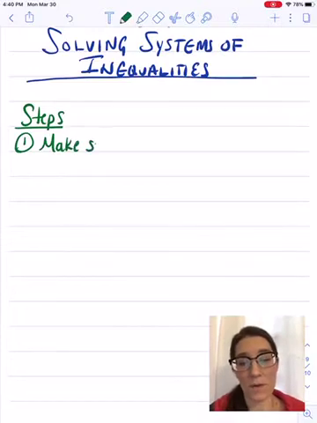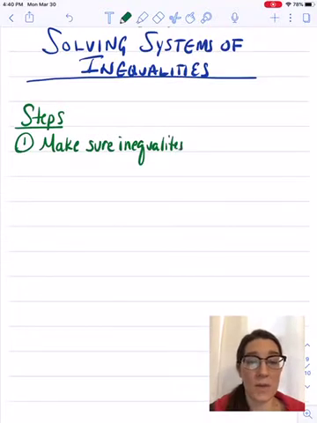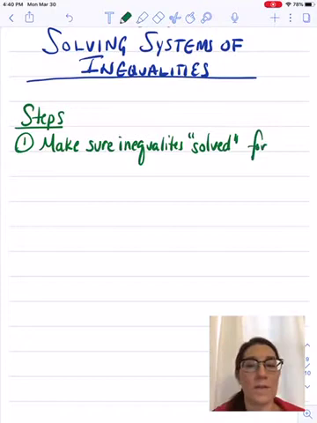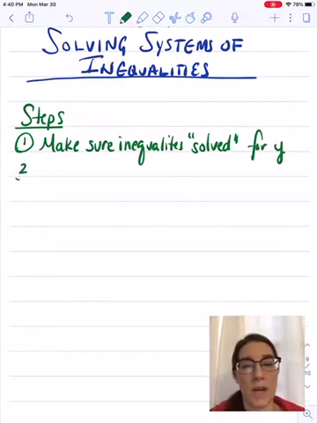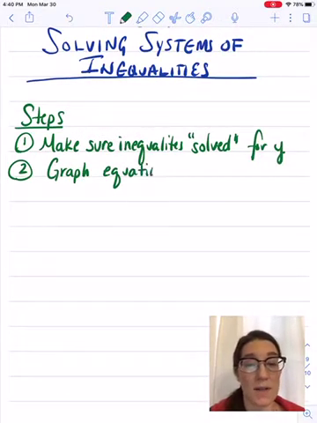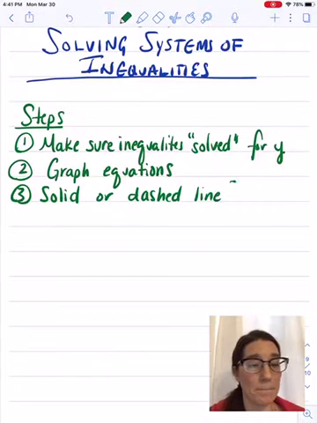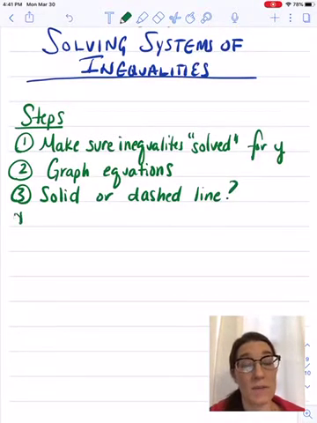So the first thing I'm going to go through is just to remind you of the steps to solve a system of inequalities. The first thing is to make sure that your inequalities are solved for y so that you can actually graph them, because the next step is that you're going to graph them. The easiest way to do this is to make sure that they look kind of like y equals mx plus b. And once you've graphed the equations, then the thing you're going to have to worry about is whether you have a solid or a dashed line, and we'll go over that in just a little bit. The other thing you'll also have to do, because it's an inequality, is shade.